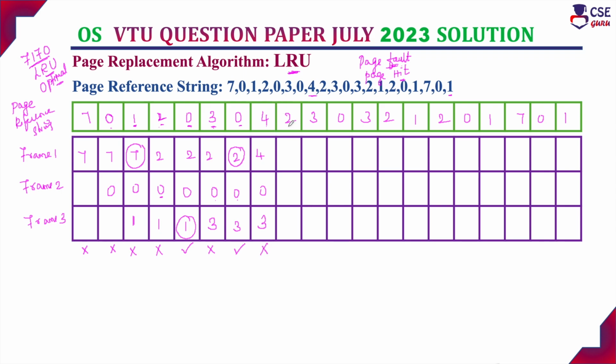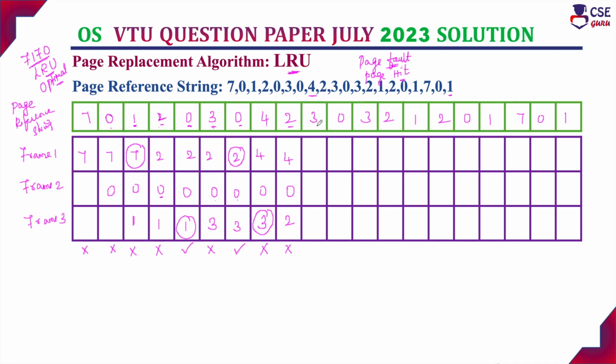Next reference string is 2. 2 is not available in any of the 3 frames. So this is a page fault. And recently used is 4. Next recently used is 0. Least recently used is 3. So select victim page as 3, replace with 2. 4, 0, 2, and this is a page fault.